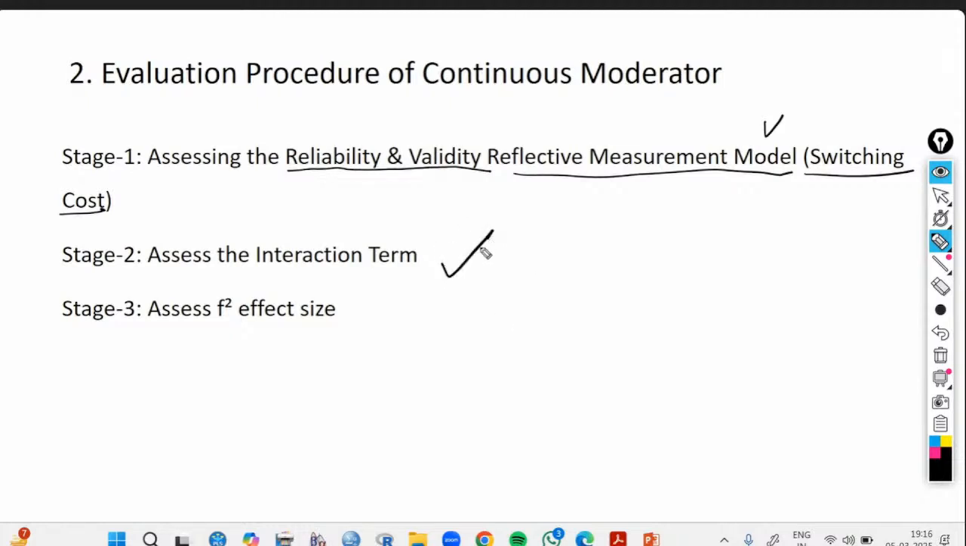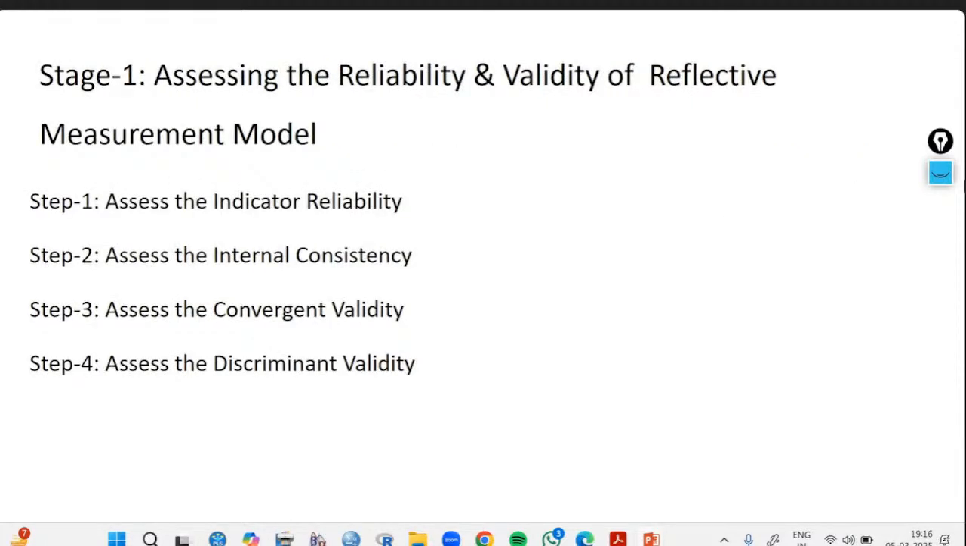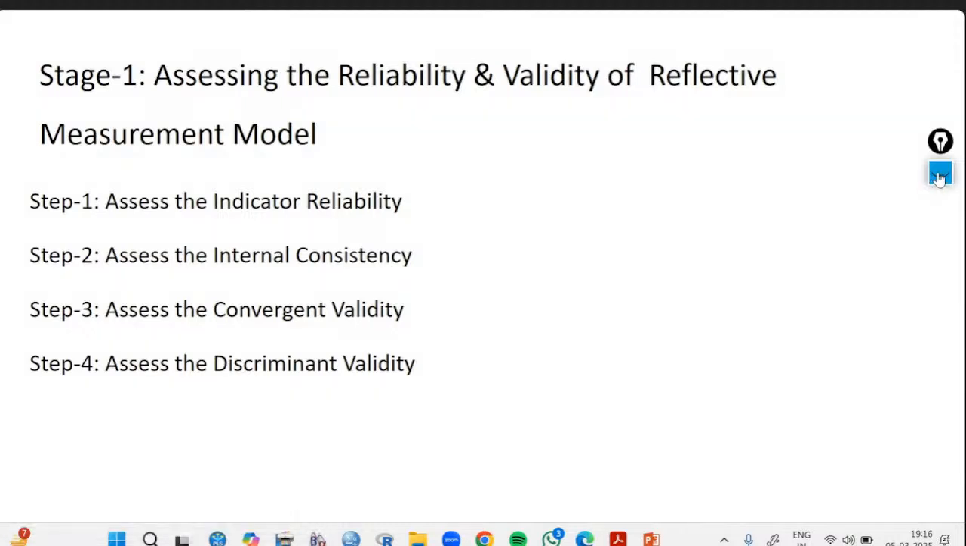In the second stage, we will check the interaction term, whether the interaction term is significant or not, and then we check the effect size. So first of all, because we added the switching cost construct, we will check whether it is reliable or valid. So for reflective measurement model, we will check indicator reliability, internal consistency, convergent validity, and discriminant validity.